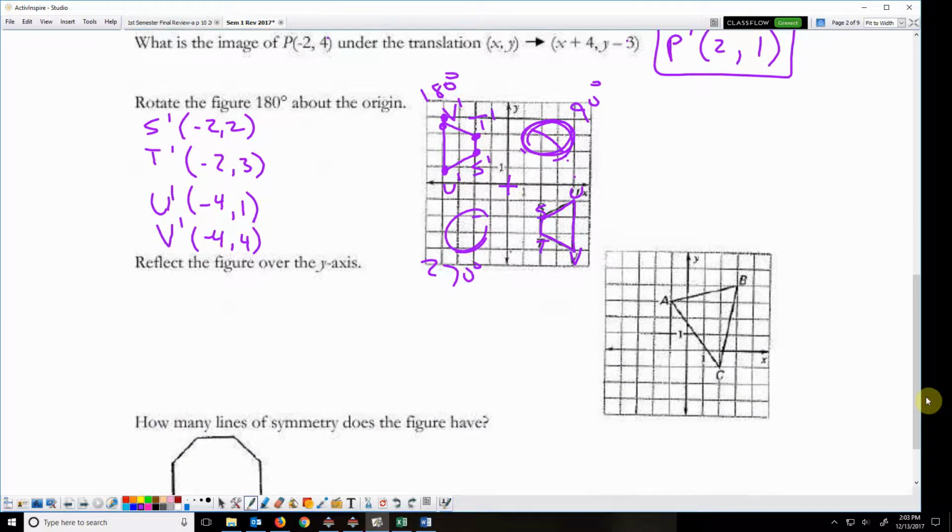Reflect the figure over the y-axis. Here is the y-axis. I want to reflect over that, so A is 1 to the left, so A prime is going to be 1 to the right. B is 3 to the right, so B prime is 3 to the left. And C is 2 to the right, so C prime is 2 to the left.